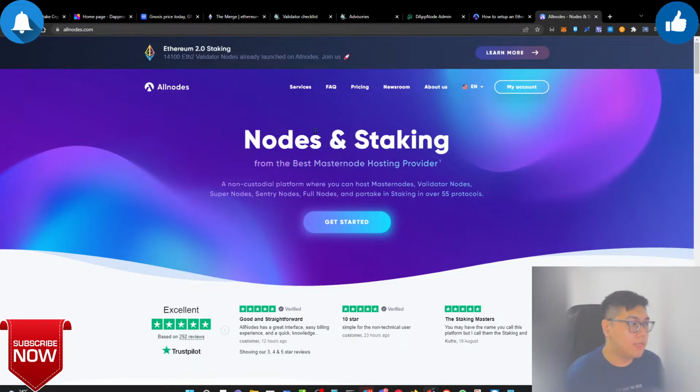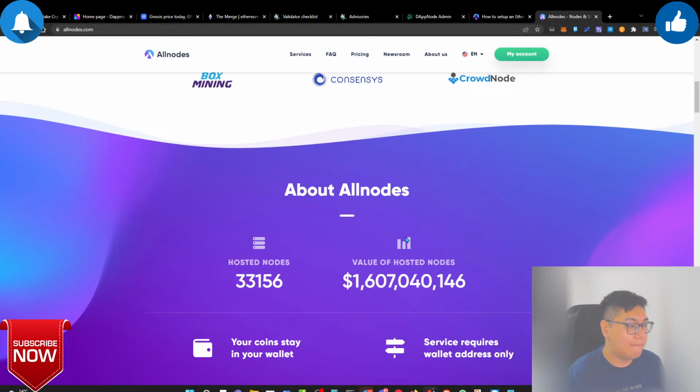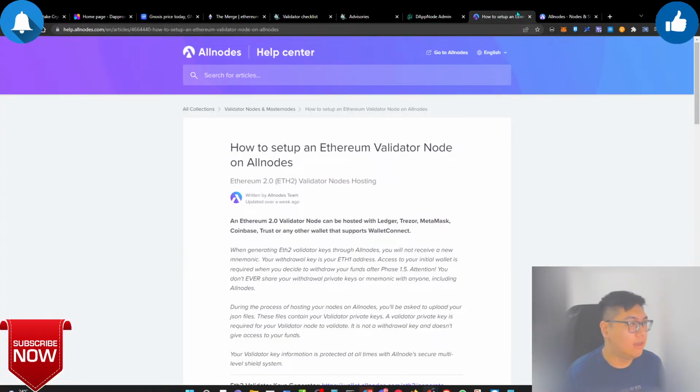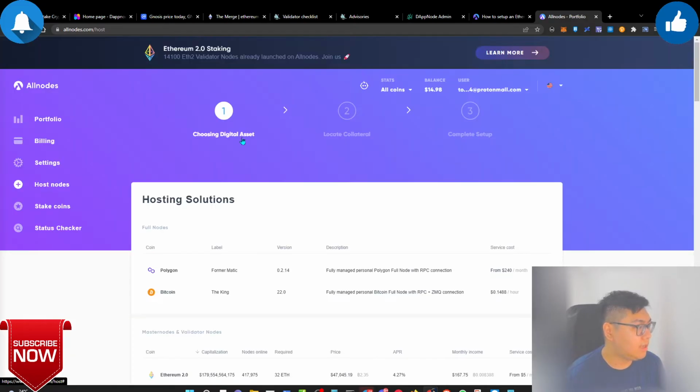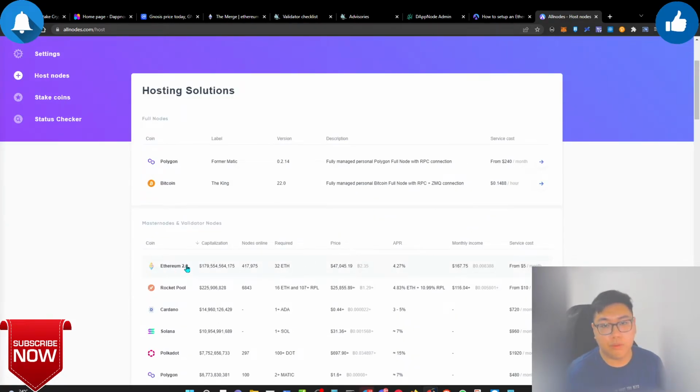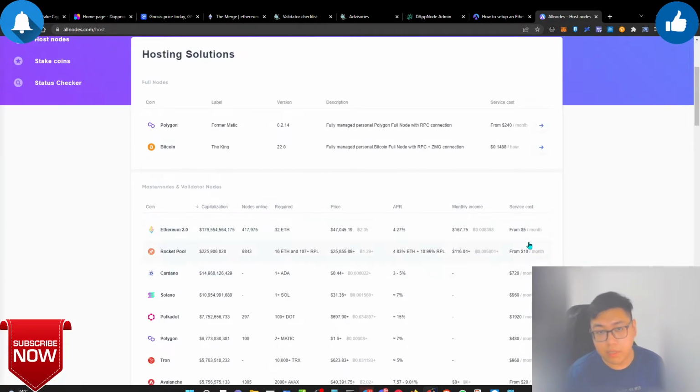And over here for the nodes, you can see you're paying like $5. I'm just going to show it to you, hosting. For Ethereum 2.0, it's only going to cost you $5 per month to host. And bear in mind they are going to handle everything for you, so you do not need to worry about the downtime. So these are the pros and cons we're going to talk about later on.